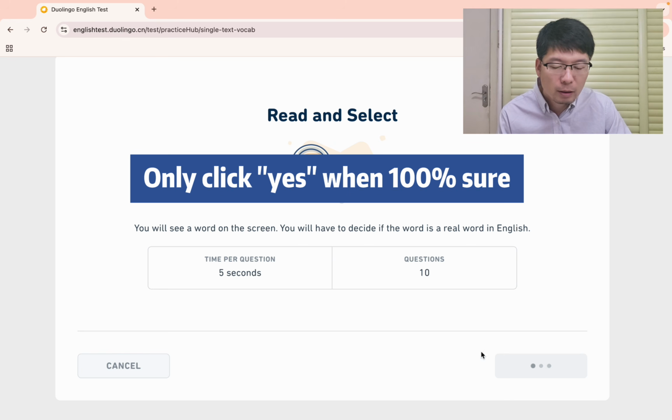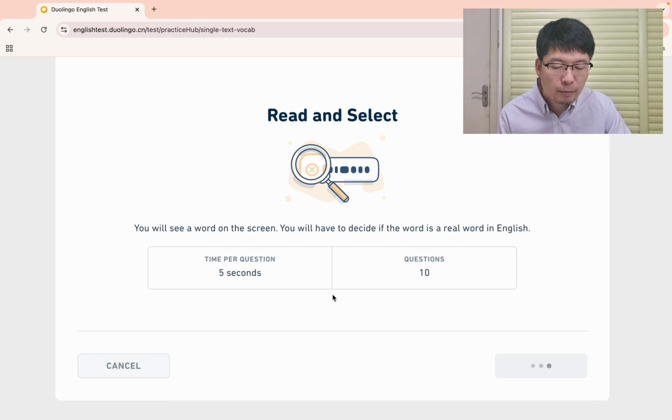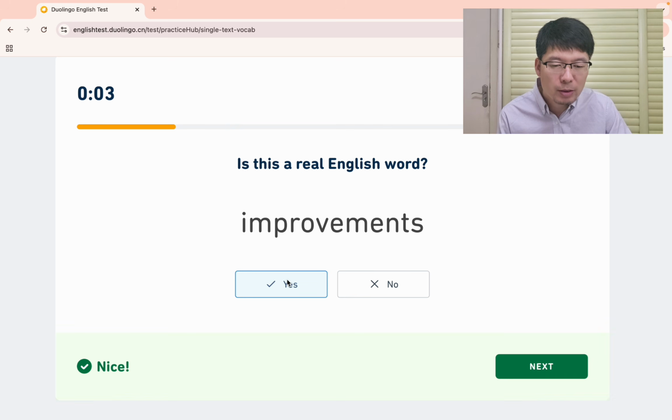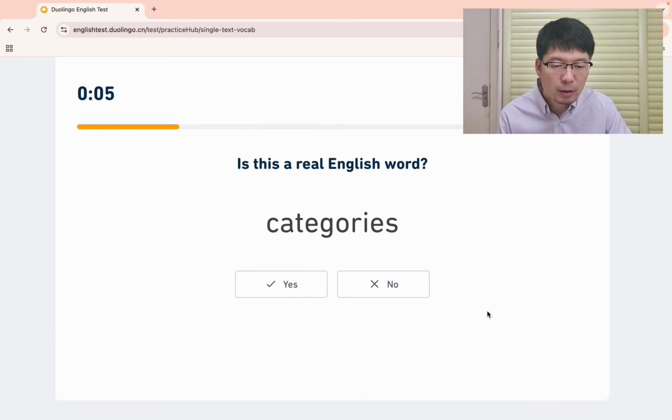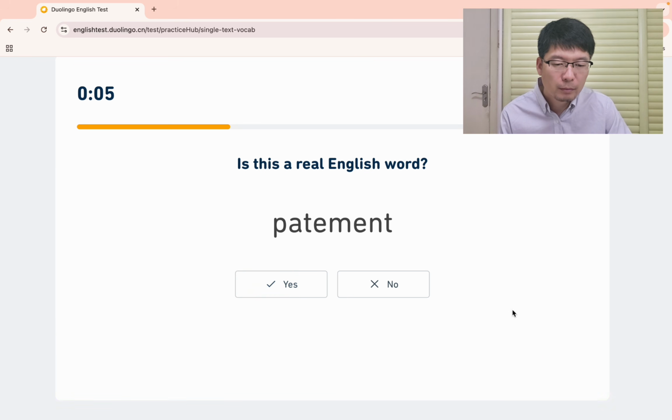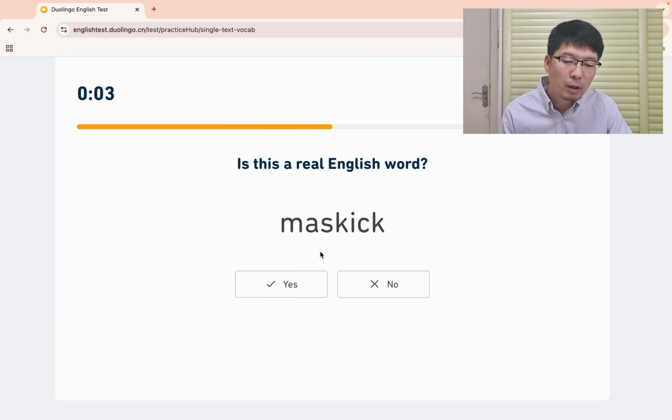Okay. Okay, it's no. Improvements, yes. Next. Categories, yes. No. No. Okay, just like this, okay?